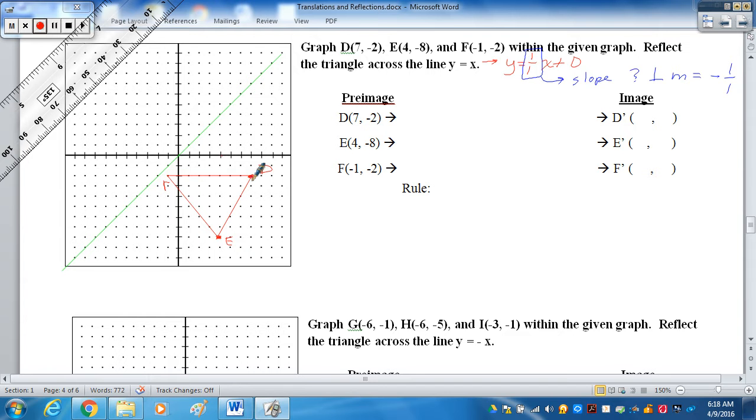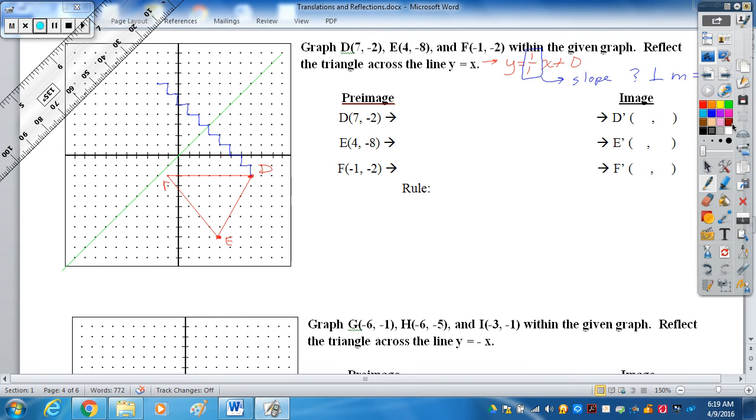So one way of doing this is to count this. 1, 2, 3, 4, 5, 6, 7, 8, 9. Right there is where my point for D prime will have to lie. Okay, and you can see that if I were to draw a line connecting those dots right there on the bottom side, that would be a perpendicular line to the line that's already there.